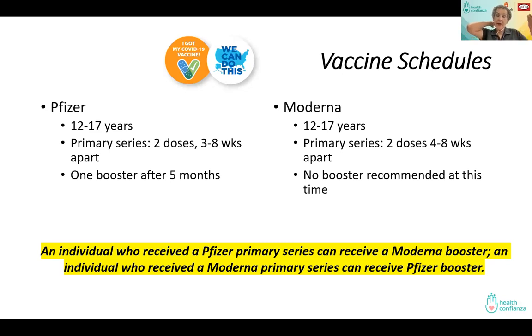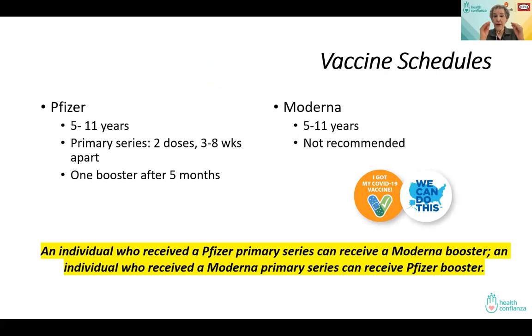Now, for 12 to 17 years of age, as the vaccine has evolved, we've gotten vaccines approved for younger and younger ages. So it's 12 to 17 now that we're focused on. Again, they do need those primary series. Pfizer recommends 1 booster to this age group after 5 months. Moderna, there's no CDC recommendation for that booster at this time. Okay, next slide.